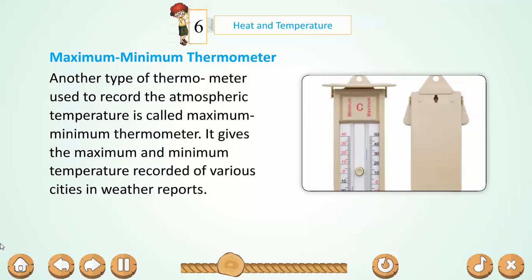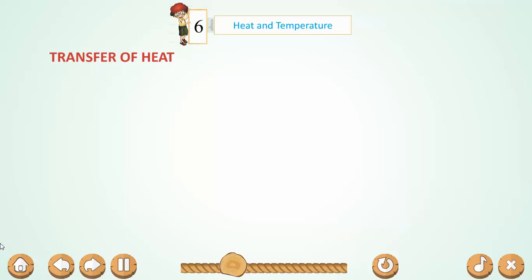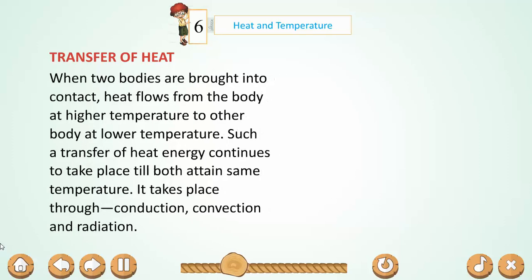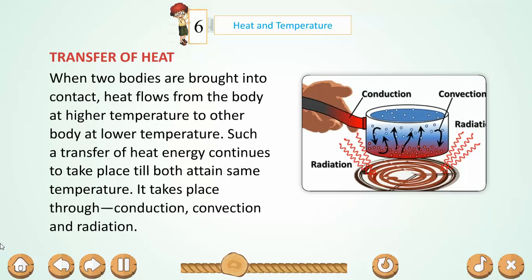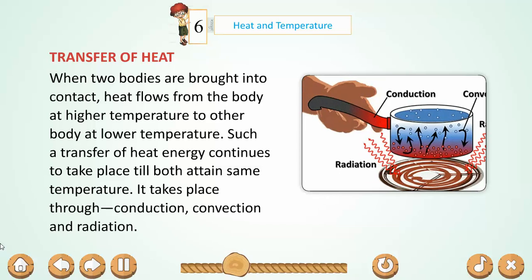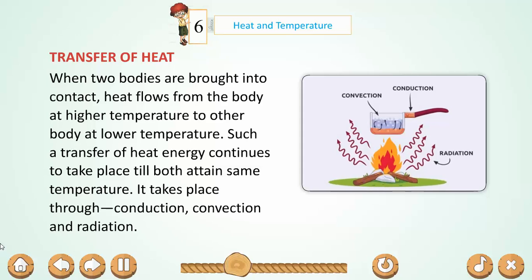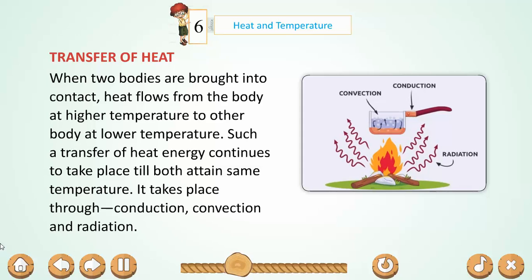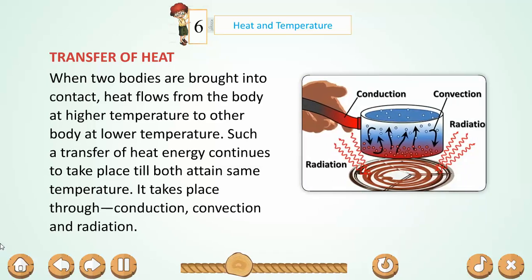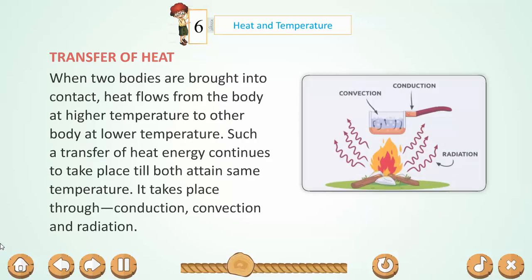It gives the maximum and minimum temperatures recorded for various cities in the weather reports. Transfer of heat. When two bodies are brought into contact, heat flows from the body at higher temperature to the other body at lower temperature. Such a transfer of heat energy continues to take place till both attain the same temperature. It takes place through conduction, convection and radiation.